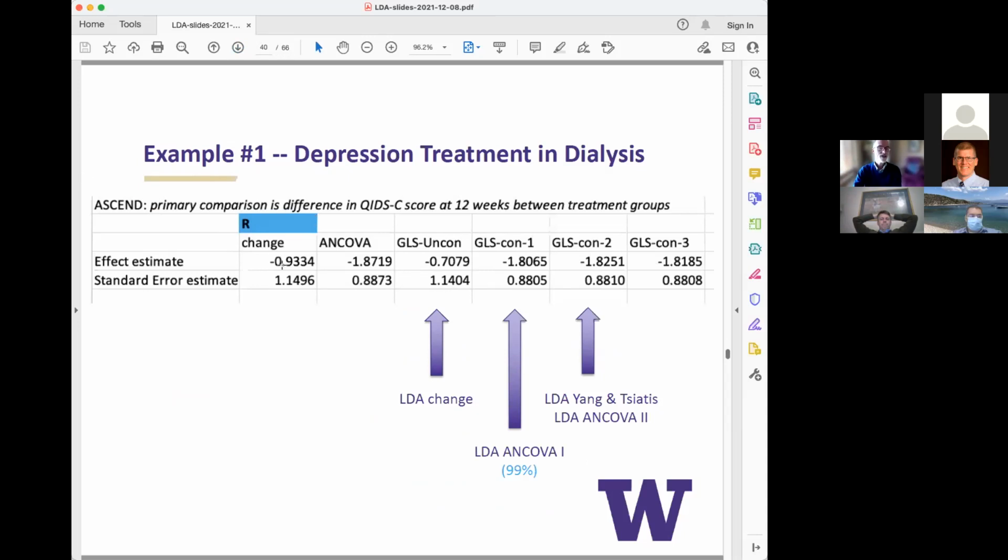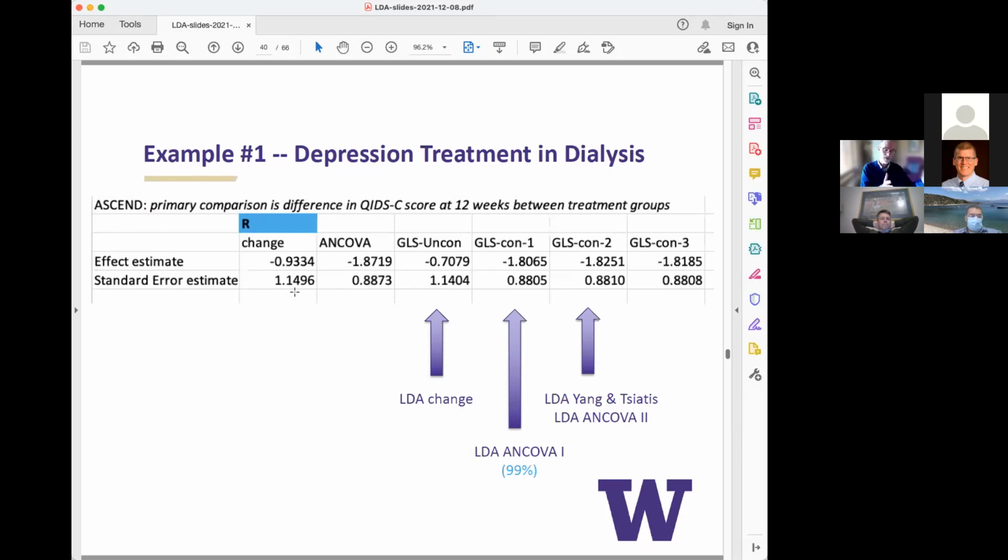Notice the change analysis gives minus 0.9. It has the highest standard error, 1.14. Had we analyzed change, we would have been very inefficient. We actually would have lost the statistical significance in this example. So it's really a fundamental illustration.